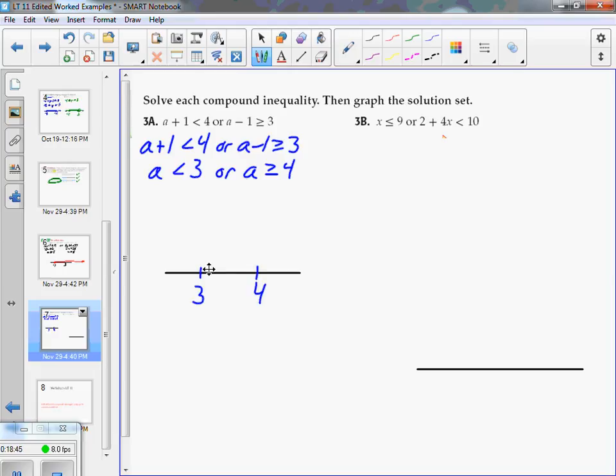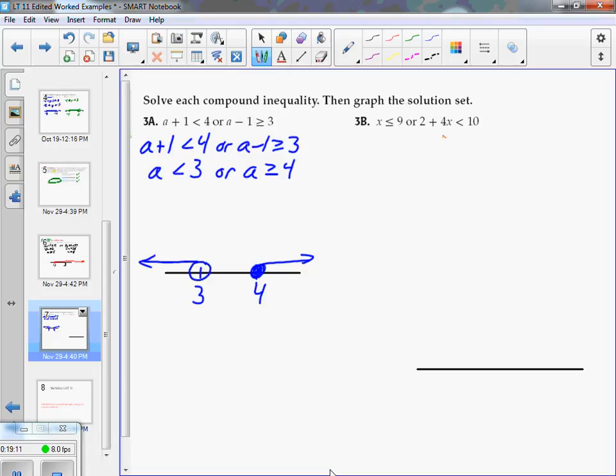A is less than 3. Open circle. Numbers less than 3 are to the left of 3. A is greater than or equal to 4. Closed circle. The numbers greater than 4 are to the right of 4. They don't overlap, so I don't need to simplify the graphing. That's it. That's the solution. That's the graph of the solution.